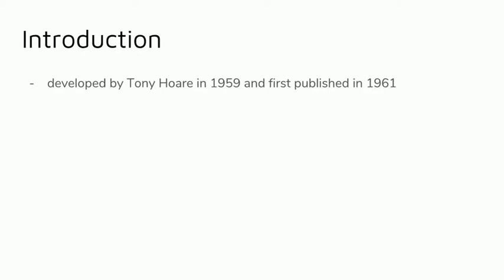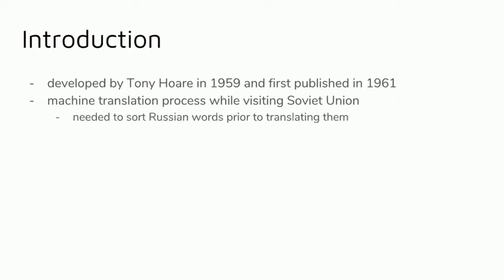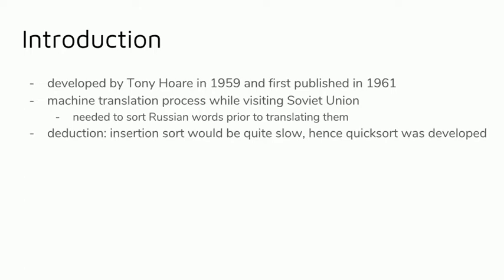So the Quicksort algorithm was developed in 1959 by Tony Hoare while he was in the Soviet Union. While working on a project on machine translation, he needed to sort the words of Russian sentences prior to looking them up in a Russian English dictionary that was already sorted in alphabetical order. So he recognized that insertion sort would be slow, and therefore he quickly came up with a new idea that was quicksort.